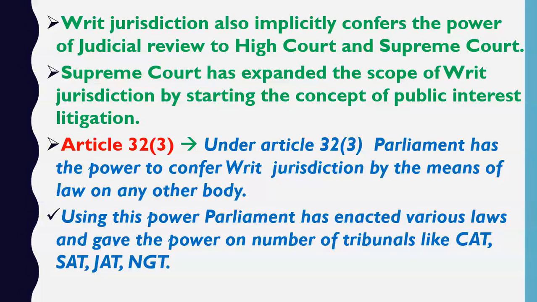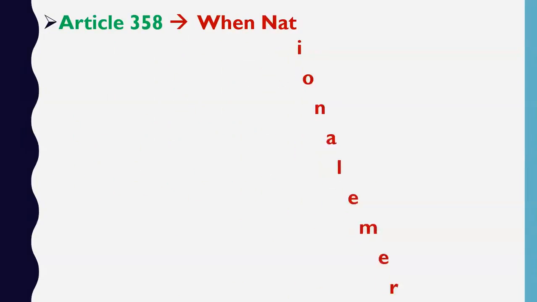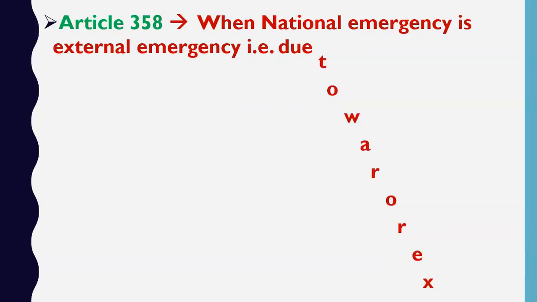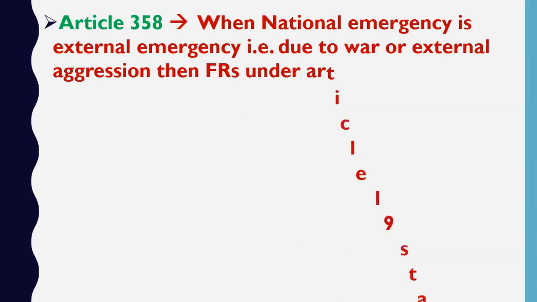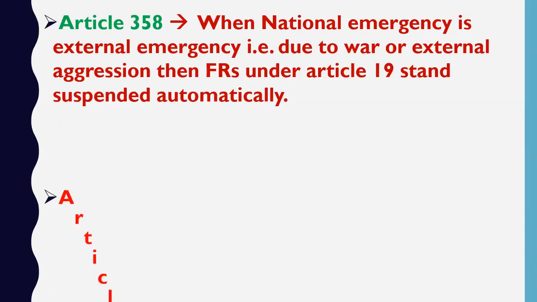For the time being, just understand that Parliament has enacted various laws, and by enacting these laws, Parliament has given the power to a number of tribunals to issue writs. Now friends, let's talk about the suspension of fundamental rights. So what does Article 358 say?